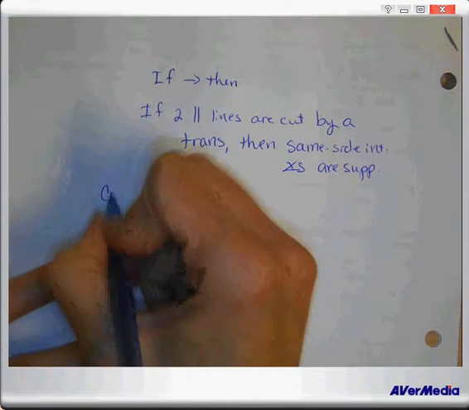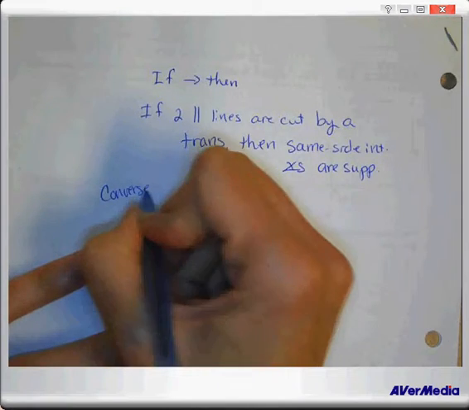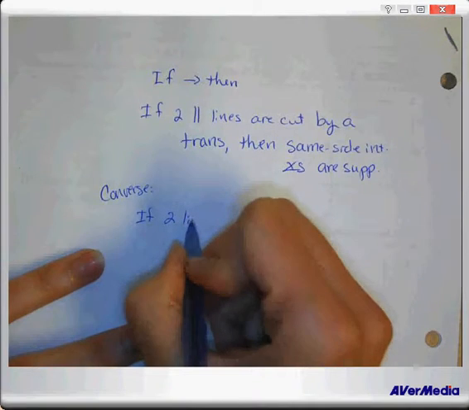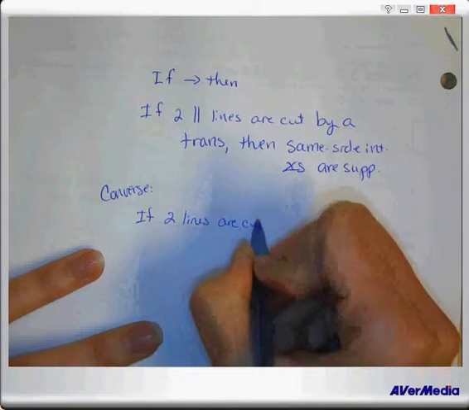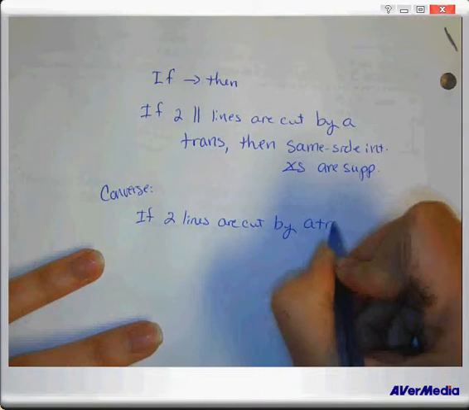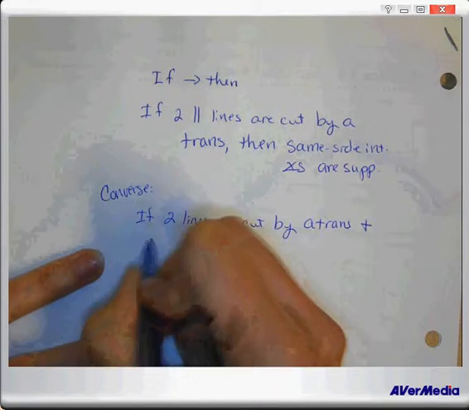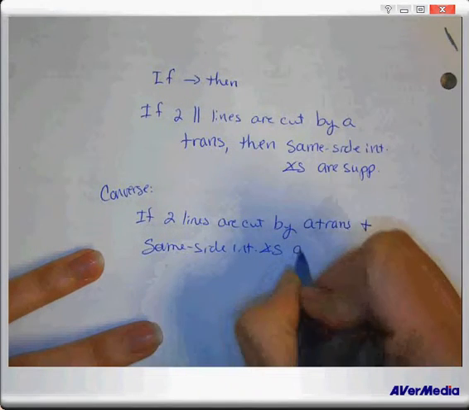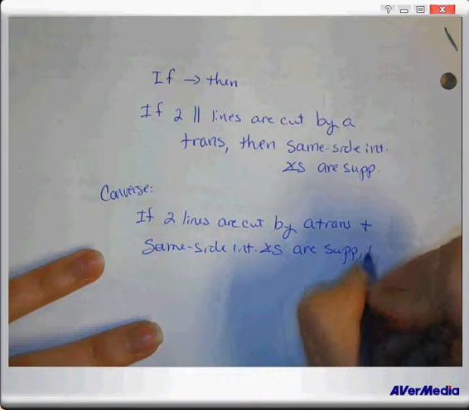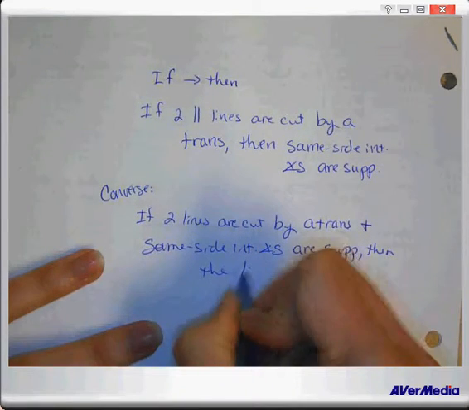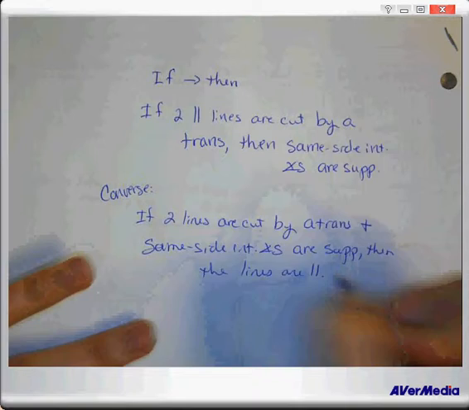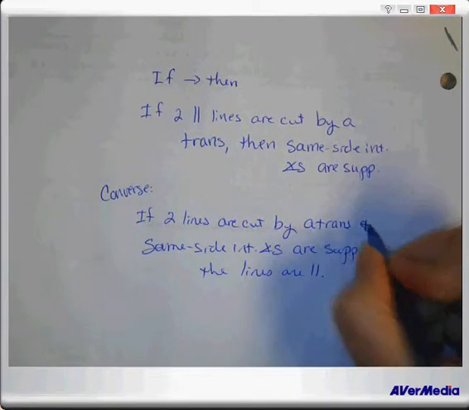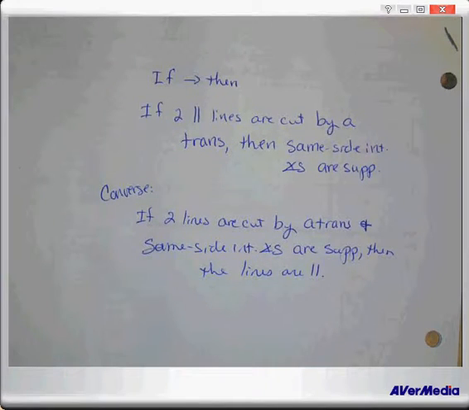Today we're going to flip it around and we're going to use the converse. And the converse shows us that they're going to be parallel. So it'd be more like this. If two lines are cut by a transversal and same side interior angles are supplementary, then the lines are parallel. So basically we're flipping it around. Now I had to make it so it works, and by the way that's an and sign, not a plus sign, to work with it.